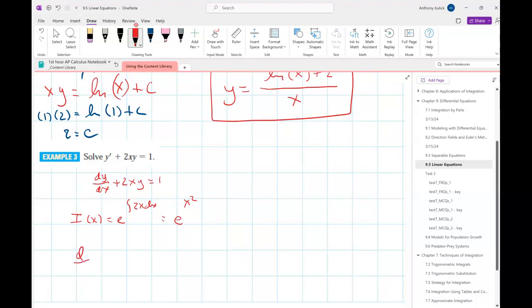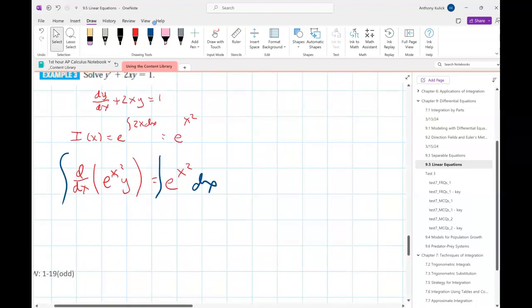So I can say then we have the derivative of I of x, Mr. Gulick, times y equals 1 times I of x, or just e to the x squared. So far, so good? We'll integrate both sides. The integral cancels the derivative. And now, how am I going to do the integral of e to the x squared dx?